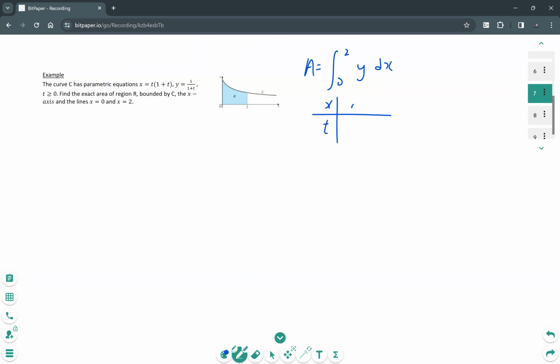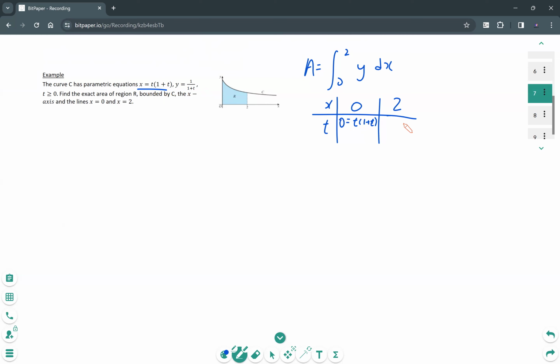So x goes from 0 to 2. When x is 0, substitute into the x equation: 0 equals t times 1 plus t. Now, a silly mistake a lot of students make is they substitute x in the wrong place. They substitute x into the t position rather than the x. So you have to be careful. You want to find the t value with respect to x. So this x equals 0. Do not put it in the wrong place.